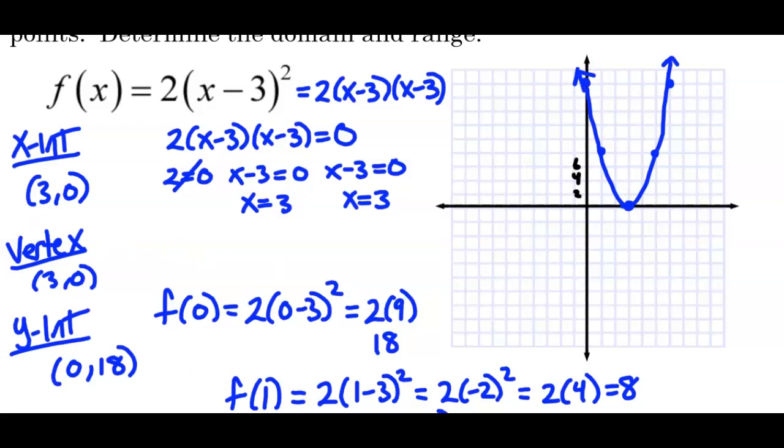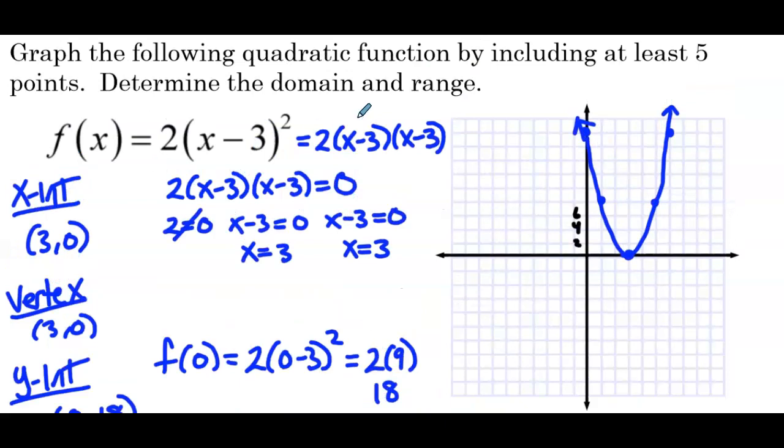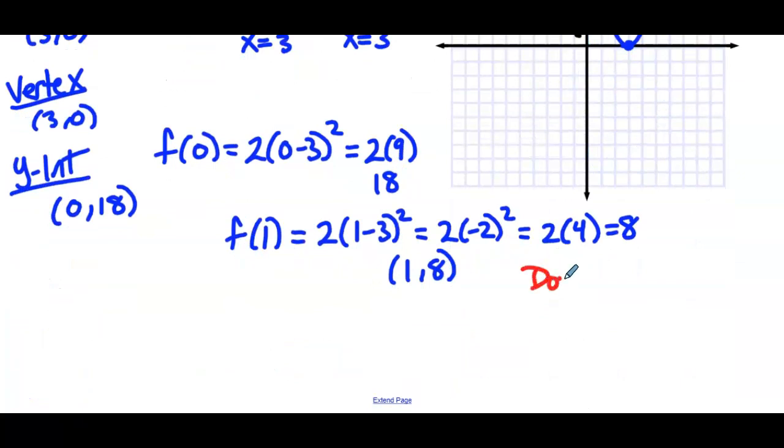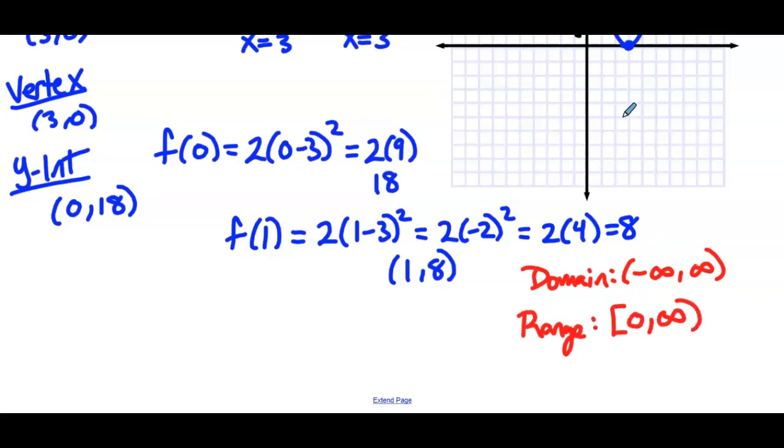They did ask us to state the domain and range in this particular example. So the domain is all reals. We can plug any x value in that we want, and the range is 0 to infinity, because our vertex is a minimum point on the graph. So we take that y value and we can get any y value greater than or equal to it.